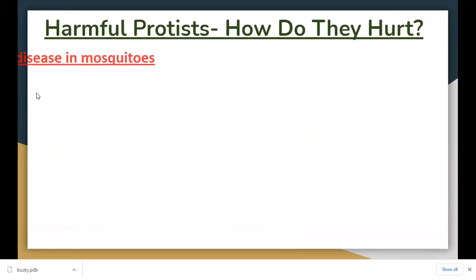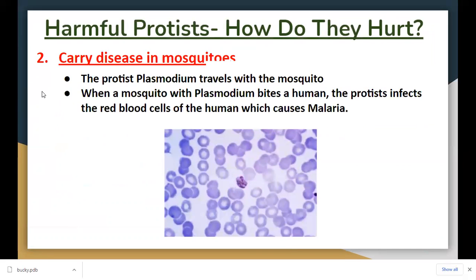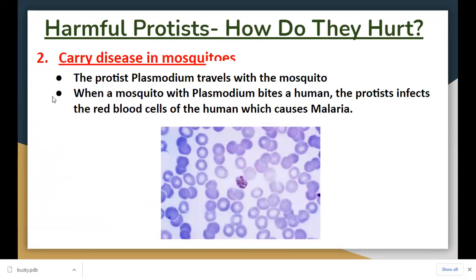Some other harmful protists carry disease in mosquitoes. So the protist plasmodium travels with the mosquito. When a mosquito with plasmodium bites a human, the protist infects the red blood cells of the human, which causes malaria. Not so much in this country, but in several other countries, like Haiti, one of them.